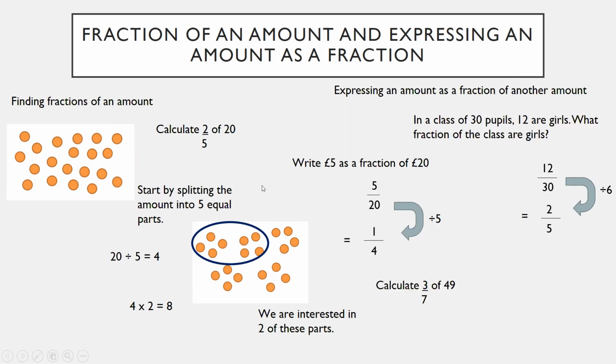So if we have a go without pictures to help us, if I want 3/7 of 49, I'm doing 49 divided by 7, which is 7. And then I times that by the top number to give me 21. And then I want 5/9 of 108. So 108 divided by 9 is 12. And then 12 times the 5 gives me 60.